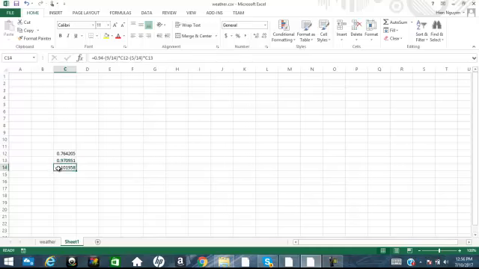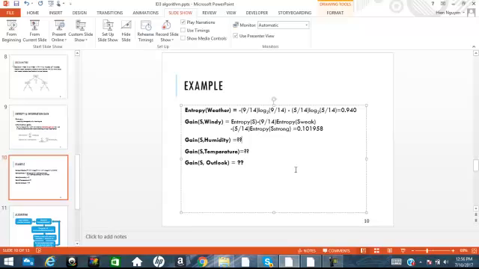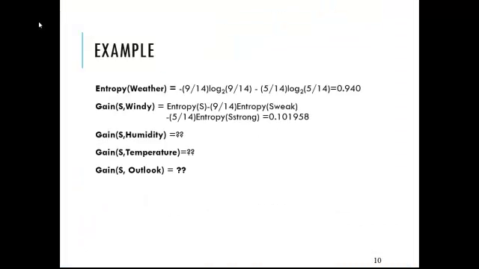So I just plug it in. I have the original entropy 0.94 minus 9 over 14 times the entropy of S weak minus 5 over 14 times the entropy of S strong, and the result is 0.101958. So I have the gain for that weather set, the S, with regard to the windy feature is 0.101958. So now I would leave it for your practice to compute the gain of humidity or gain of temperature and gain of outlook. Just one hint here, the gain of outlook will be the highest one. So we will choose the highest one as the first feature to split the decision tree.